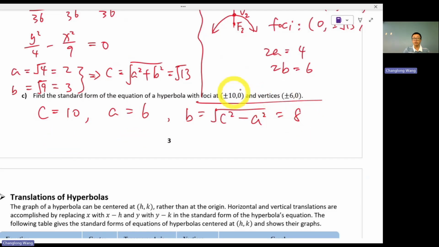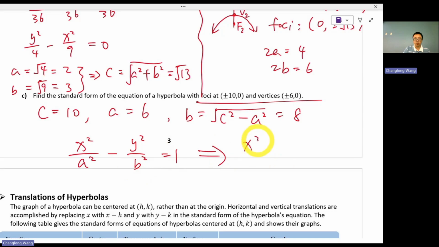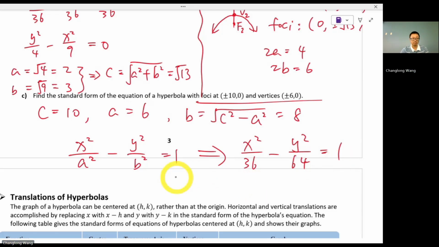So that's a horizontal opening hyperbola, since the two vertices and foci are on the horizontal axis. That means you're looking at x squared over a squared minus y squared over b squared equals 1. That translates to x squared over 36, A squared being 36, minus y squared over 64 equals 1. Okay, that's all.